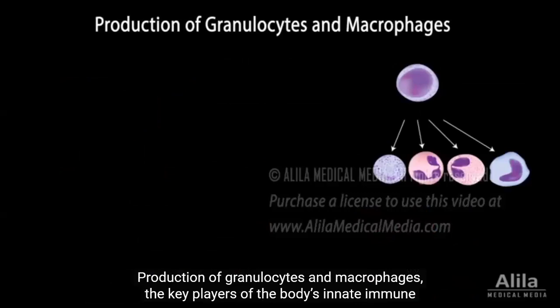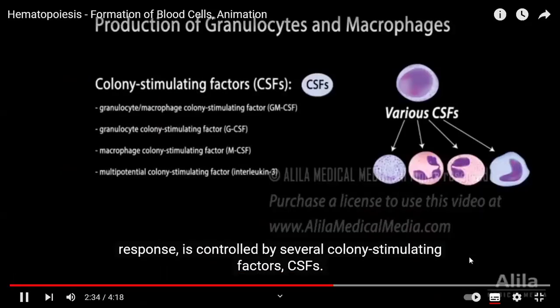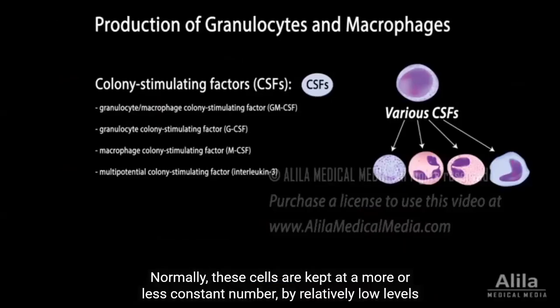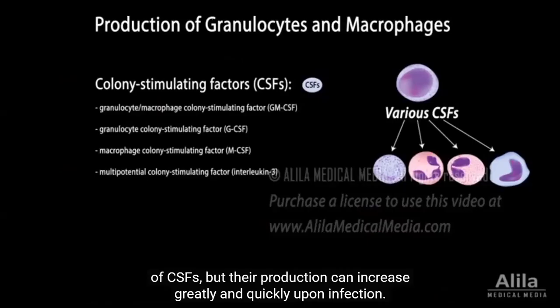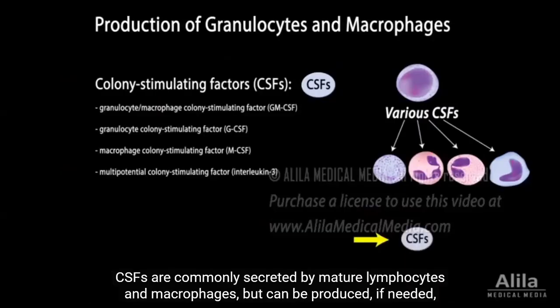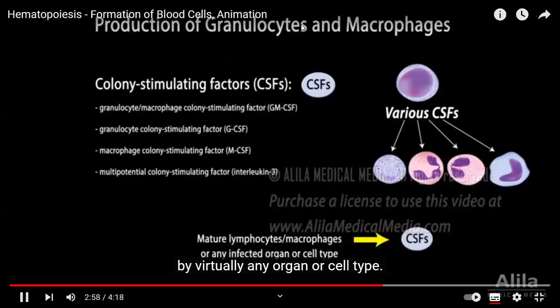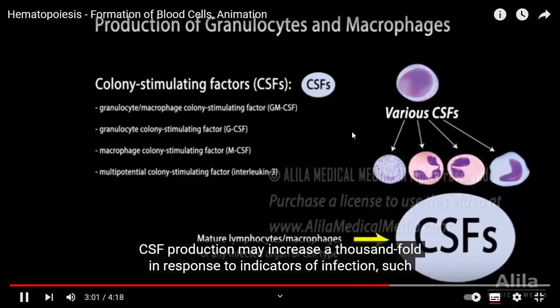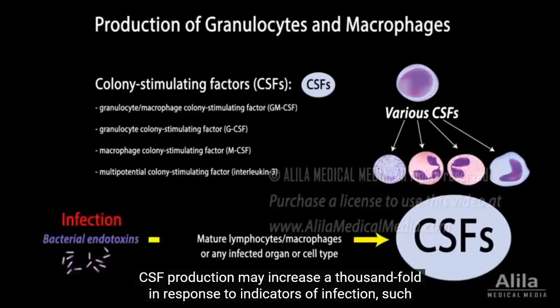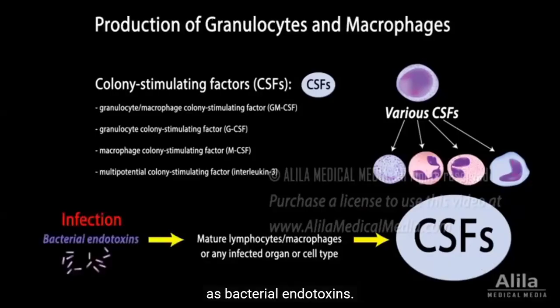Production of granulocytes and macrophages, the key players of the body's innate immune response, is controlled by several colony-stimulating factors, CSFs. Normally, these cells are kept at a more or less constant number by relatively low levels of CSFs, but their production can increase greatly and quickly upon infection. CSFs are commonly secreted by mature lymphocytes and macrophages, but can be produced, if needed, by virtually any organ or cell type. CSF production may increase 1,000-fold in response to indicators of infection, such as bacterial endotoxins.